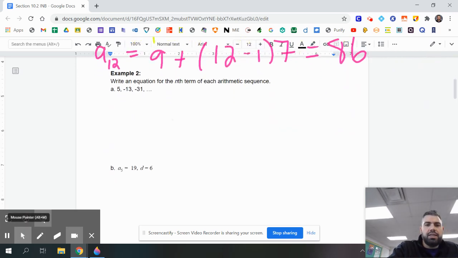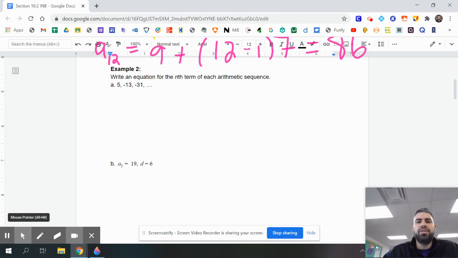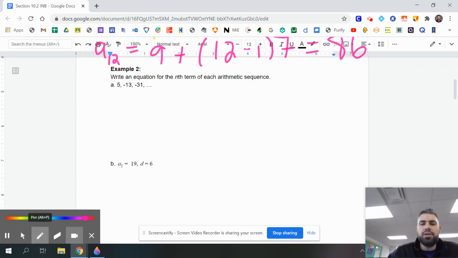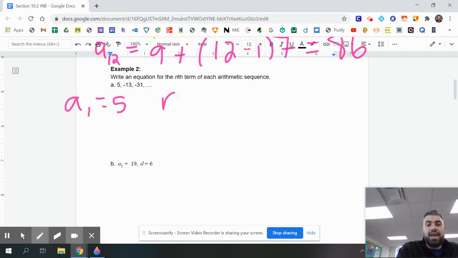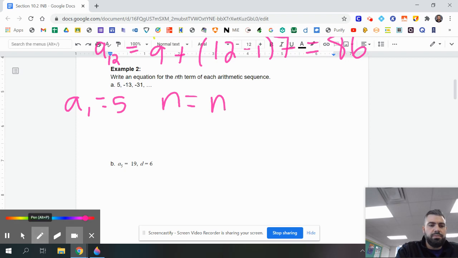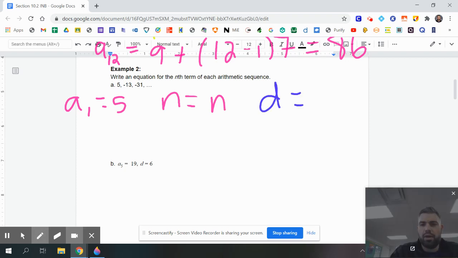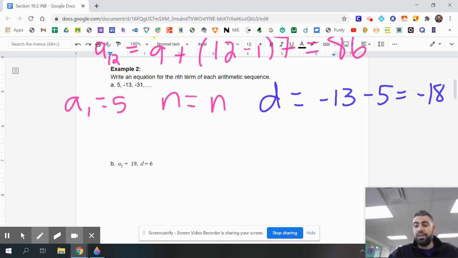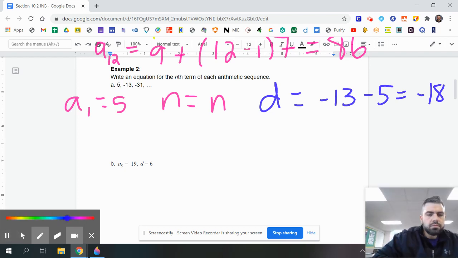Okay, next one. It says write an equation for the nth term of each arithmetic sequence. So now they're just looking for the nth term. Our first term in this one is going to be 5. n is just going to be n, because we want the nth term. And the common difference of this one is negative 13 minus 5, which is negative 18. So our common difference is negative 18.